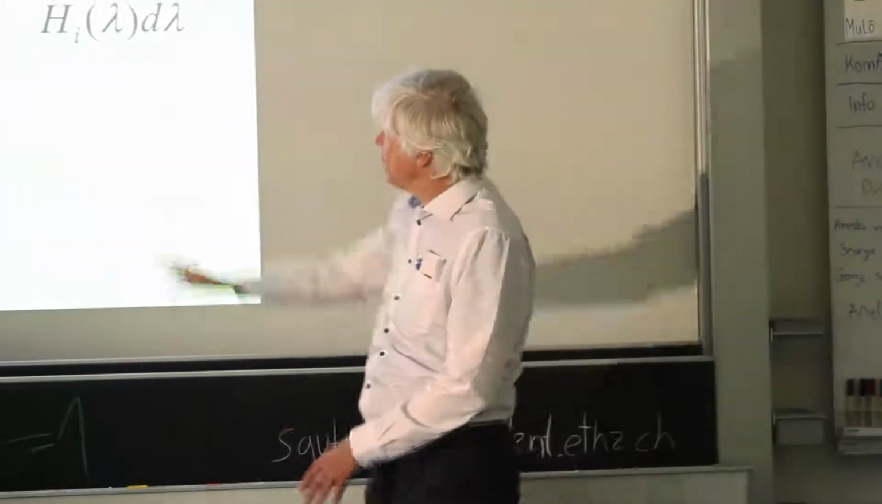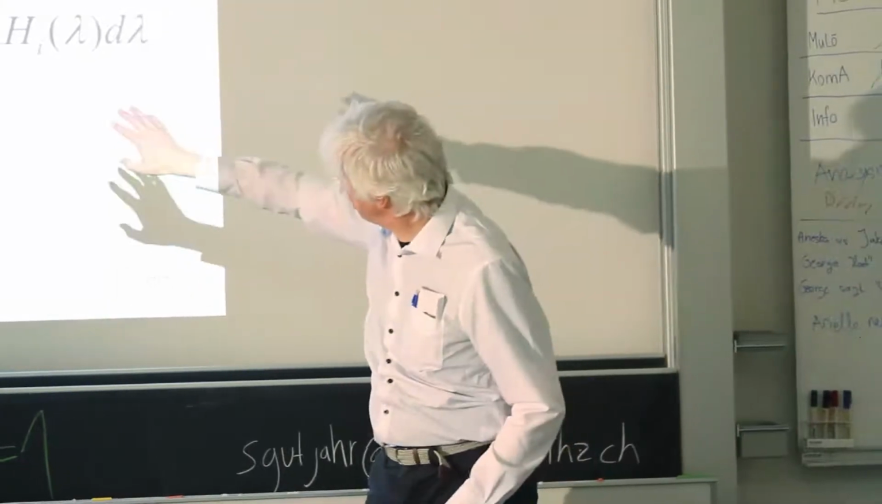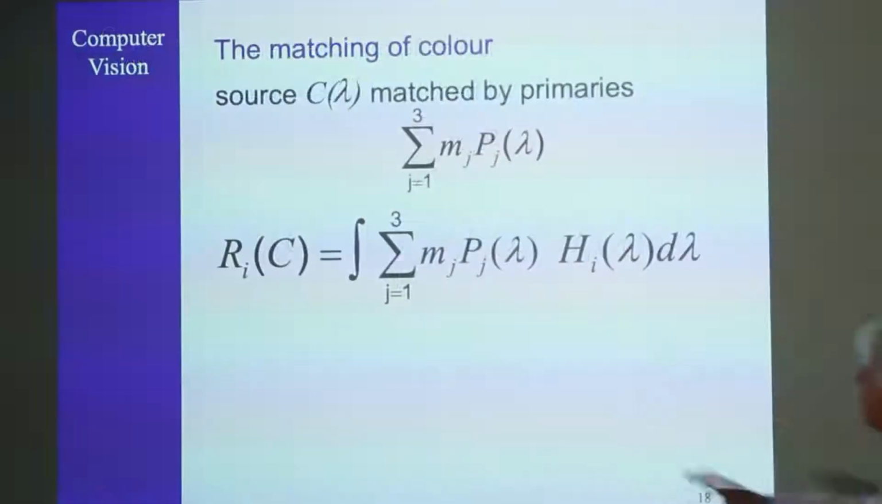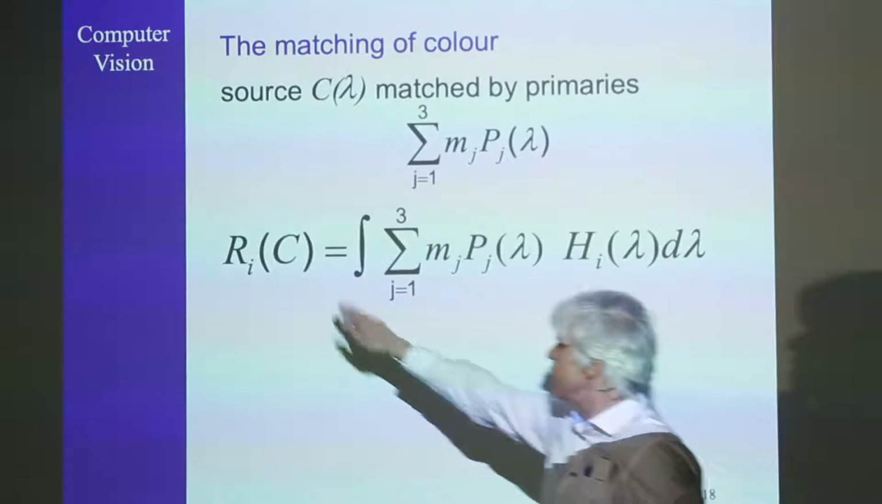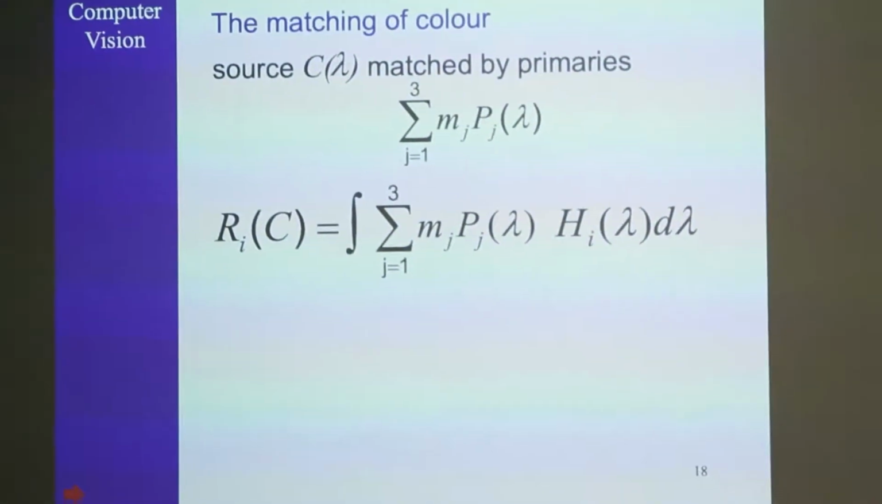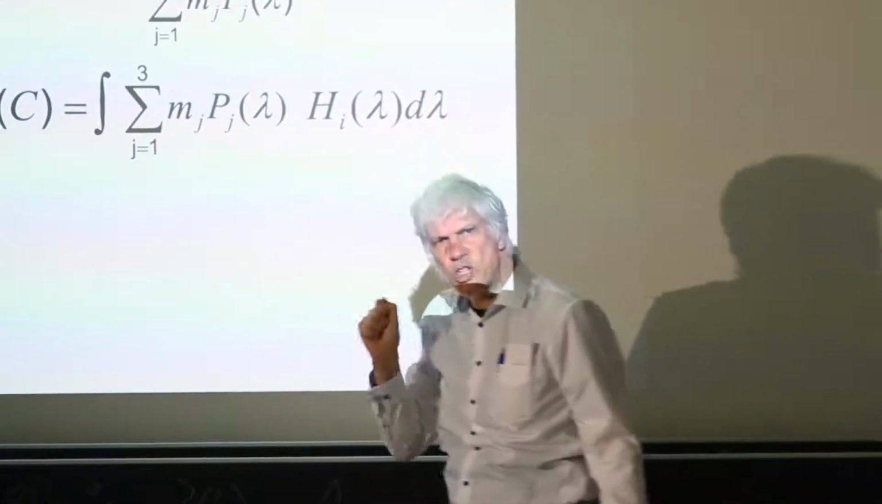So the trick is we have to get the same R's, the same responses. So if we replace C by that linear combination and want the same R's on the left-hand side, that should give us these relative amounts M that we need. Okay? So we replace C by this linear combination of the primaries, and we say, now we still want to have the same R's as before, when we were applying C. And then we have to search what the M's have to be to reach that goal.